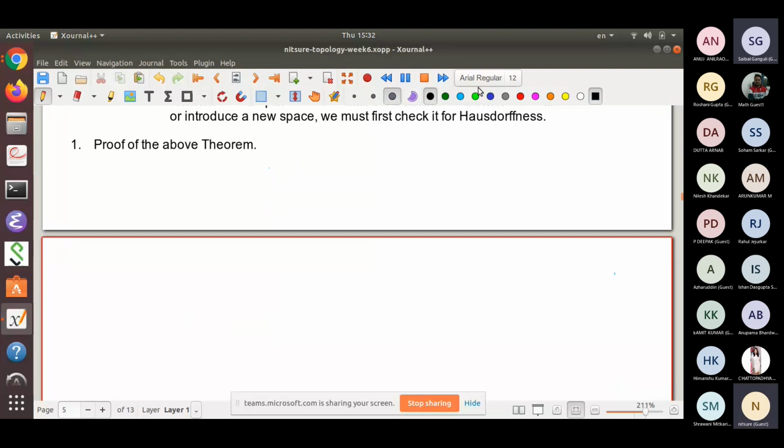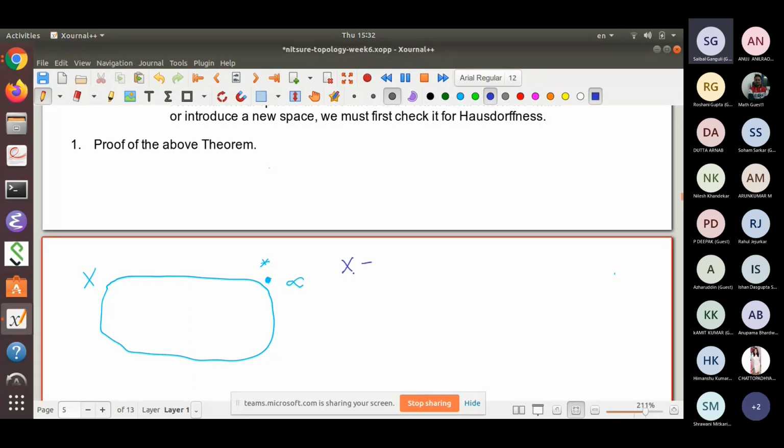Let me use some different color. So here is how X looks, and it has an extra point added to it. And that is the point star, also called infinity. Infinity is a nice name, as you have seen from our previous example of R^n. Now I want to show it is compact. So X compactification equals X union this point at infinity. I want to show it's compact.